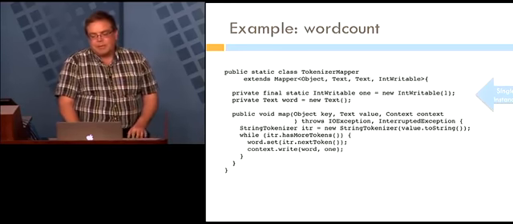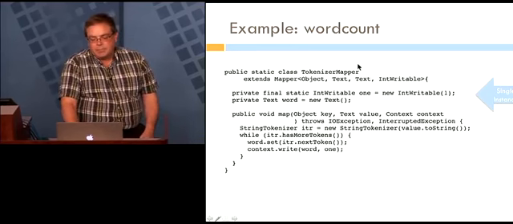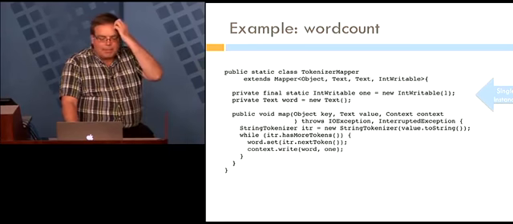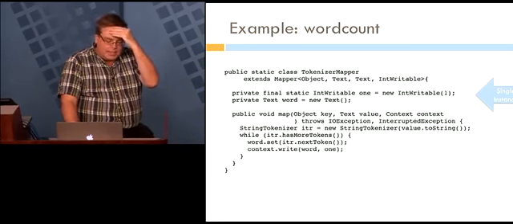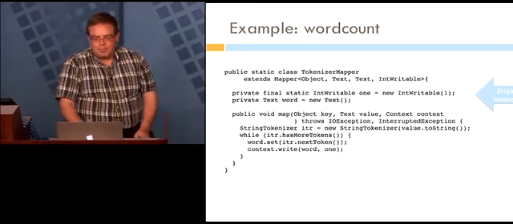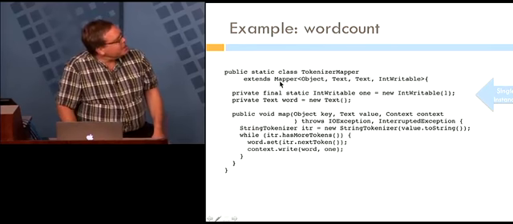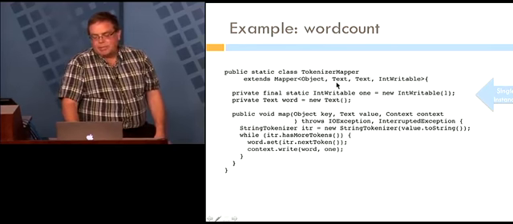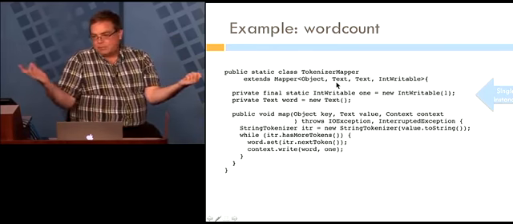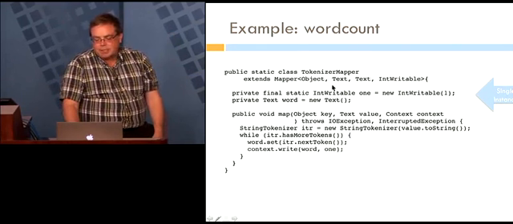So here's an example from that WordCount tutorial of a mapping function. And this is why Java is awful for this, okay? So what we have here is a tokenizer mapper. It extends the mapper class, with an object and text. So the key is an object, I guess, because there's nothing there. It's taking a text as input, and it's going to produce text output and an IntWritable.